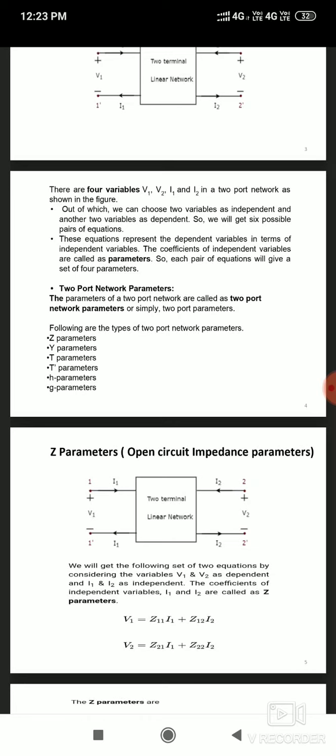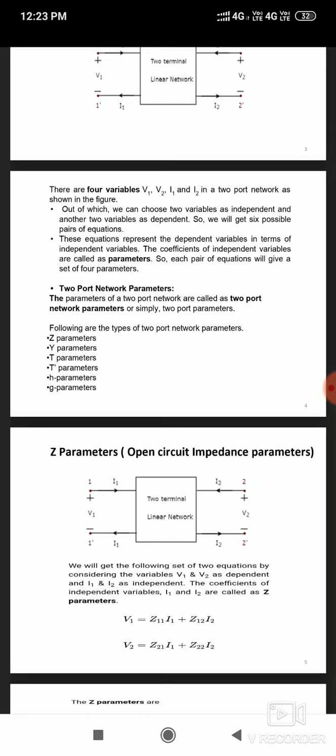So finally, why are we learning this? Because two port networks have applications in communication systems, transmission lines, antennas, and solving transistor circuits. Each two port network parameter has some applications. That's why we are learning two port networks. This is the total introduction of two port networks and their parameters. In the next lecture, we start with the first parameter, the Z parameter. It is very interesting.